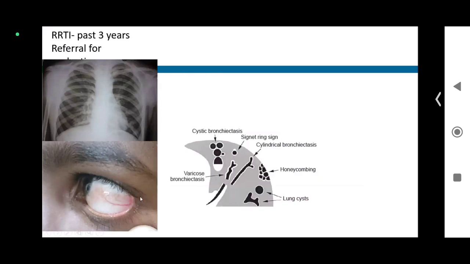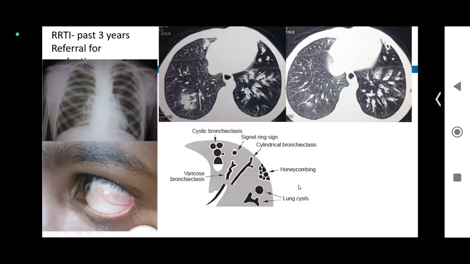Here is a child who has got a big leash of vessels from the lateral canthus, the outer canthus, who has recurrent respiratory infection, showing increased bronchovascular markings in both lower zones. And what is this? CT. Signet rings, bronchoceles, air trapping, and peripheral bronchus.